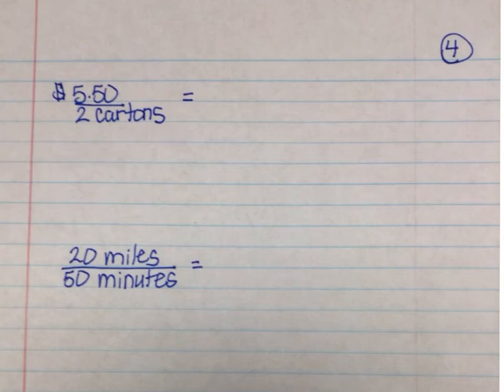We're going to calculate the rate on these 2 items. All right, so we have the first one. It's $5.50 for 2 cartons of, I don't know, hot tamales.